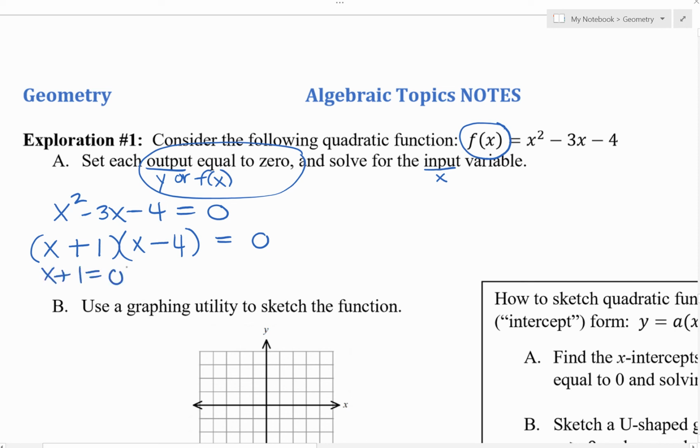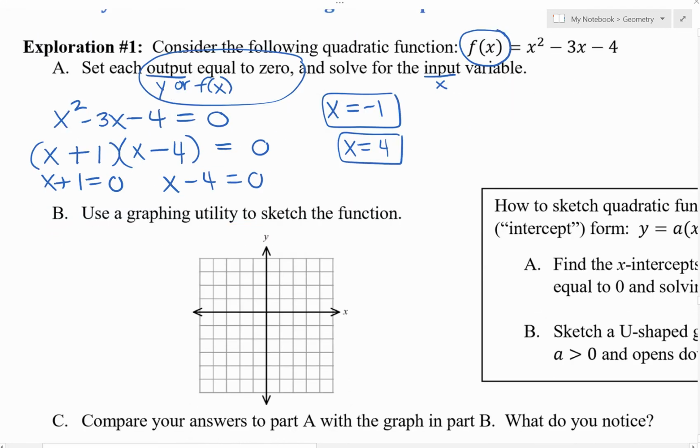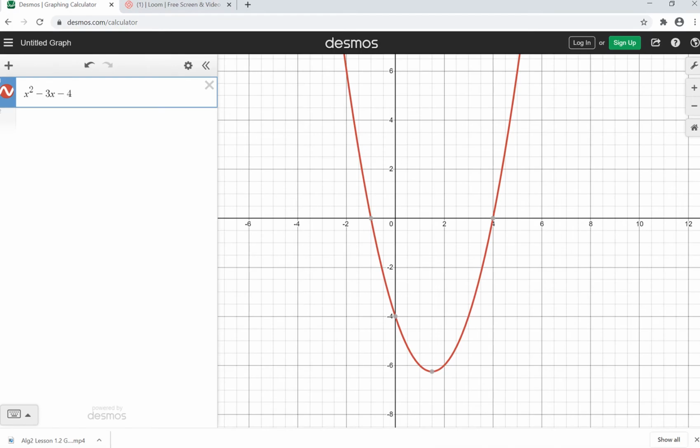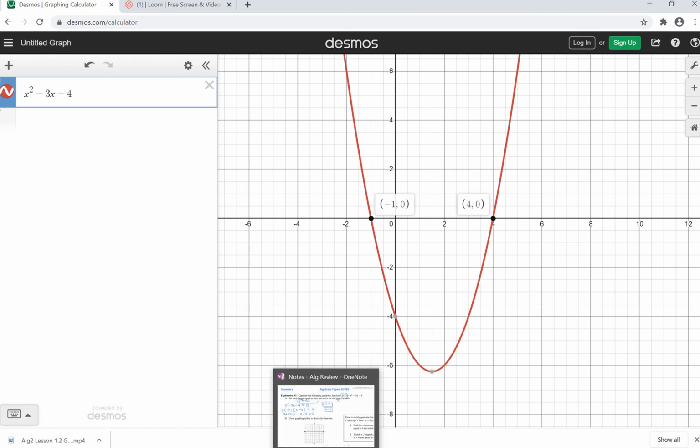Set these both equal to 0. So when you solve x plus 1 equals 0, you get negative 1. And when you solve x minus 4 equals 0, you get positive 4. All right, use a graphing utility to sketch the function. So I have that up here. If you graph x squared minus 3x minus 4, notice that it has the x-intercepts of negative 1 and 4, and it's a parabola that opens upwards.